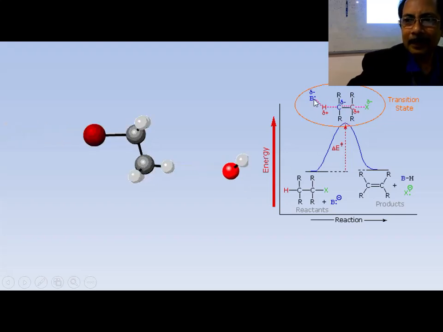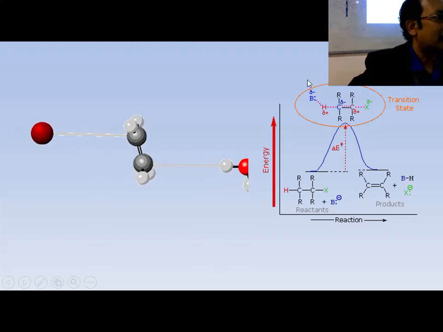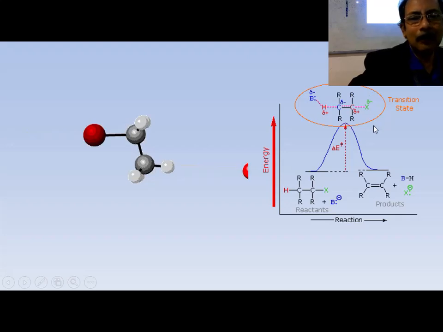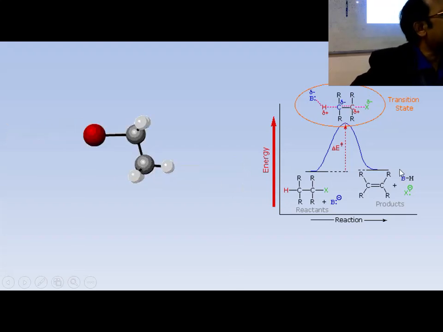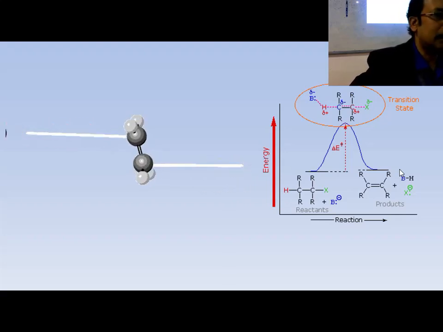This is the barrier. It is called the transition state. Always the same type of diagram we will find. One transition state, one reactant, one product, and if it is bimolecular, you will not find any intermediate. So this is a single step simultaneous process. That is E2.